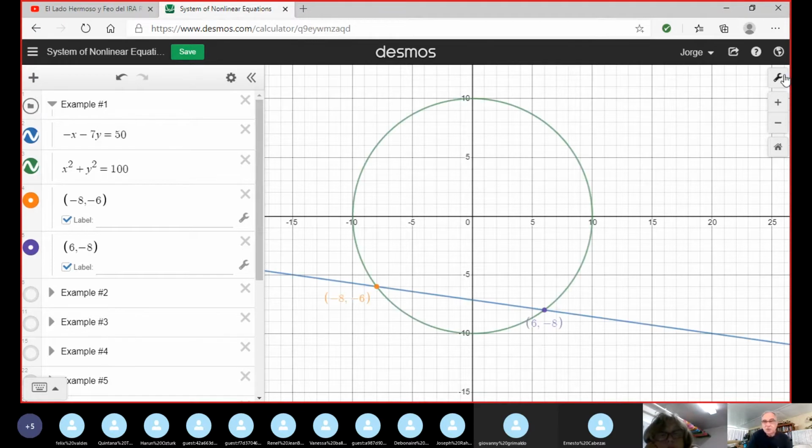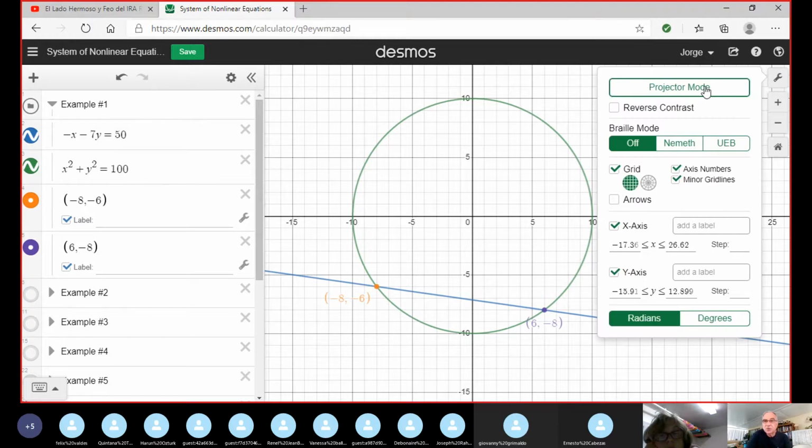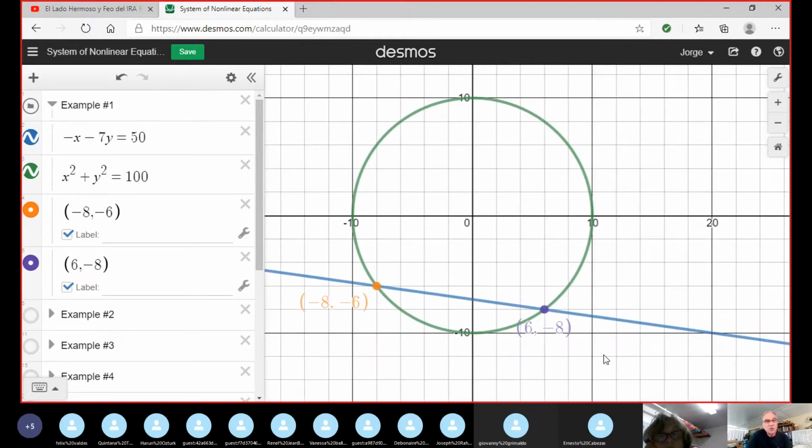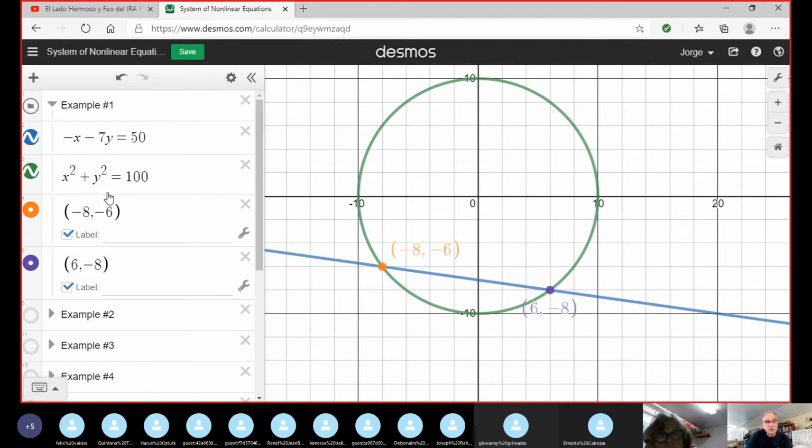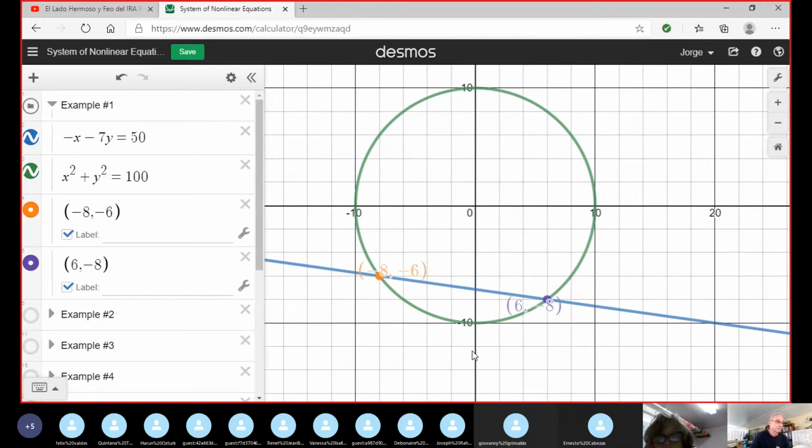Let me use the projector mode to see much better. Okay, my first equation represents the line, the blue line, and my second equation represents a circle. By the way, the center of that circle is located at the origin, 0,0, and the radius is 10 in any direction. And the intersecting points that we discovered algebraically were negative 8, negative 6, and positive 6, negative 8. Exactly like that. Any question? No problem.